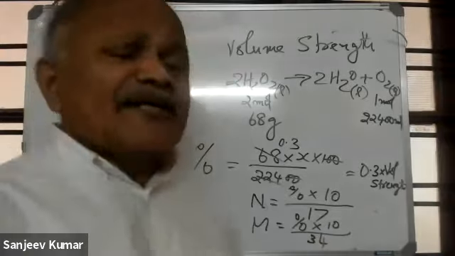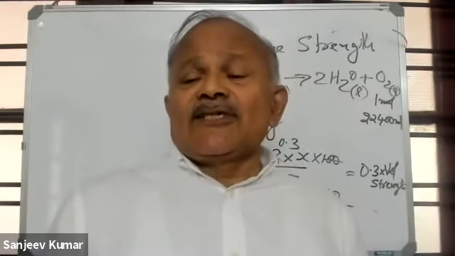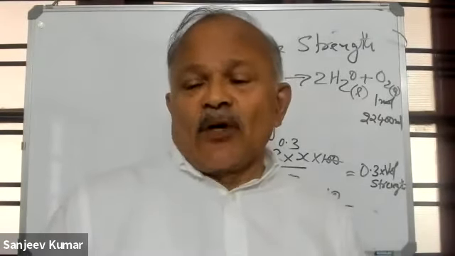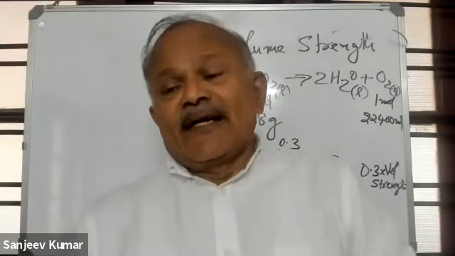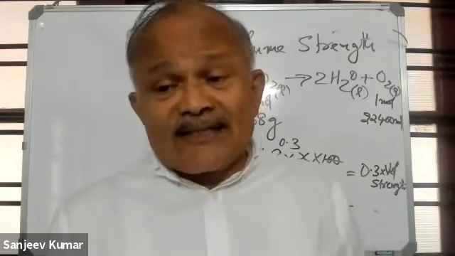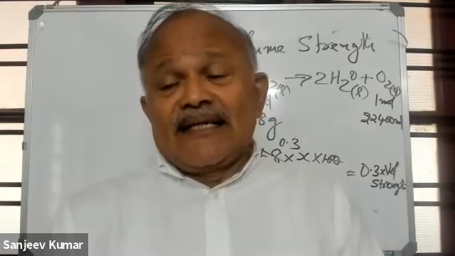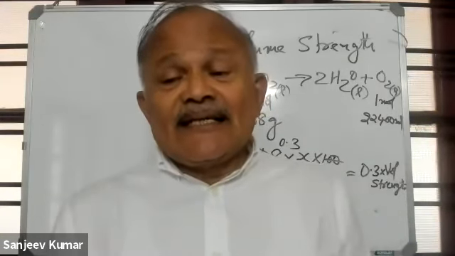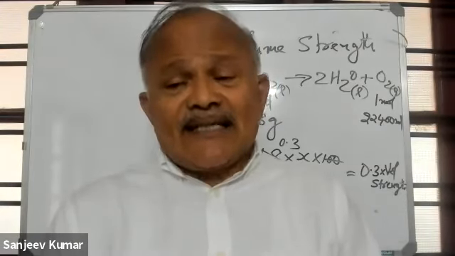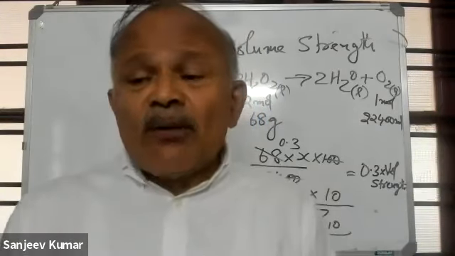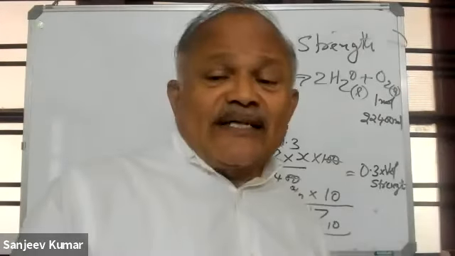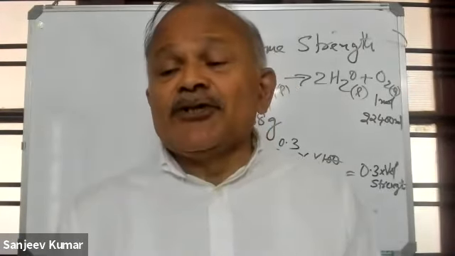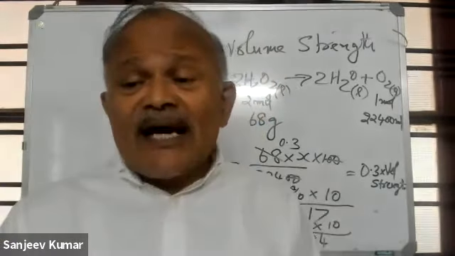That is, the normality of hydrogen peroxide is twice its molarity, or the molarity of hydrogen peroxide is half of its normality, because hydrogen peroxide is a dibasic acid. And usually the molarity and normality are related as normality is equal to molarity into basicity of an acid. Therefore, the normality of hydrogen peroxide is molarity into 2, because it is a dibasic acid.